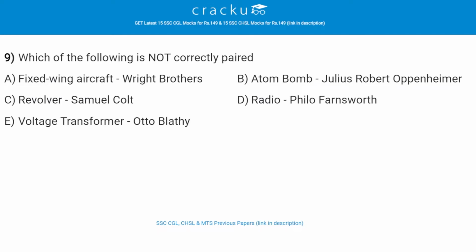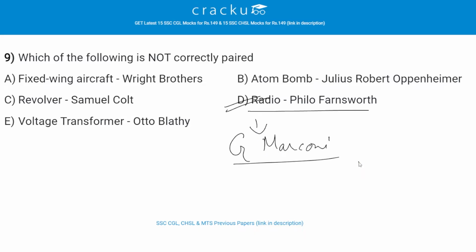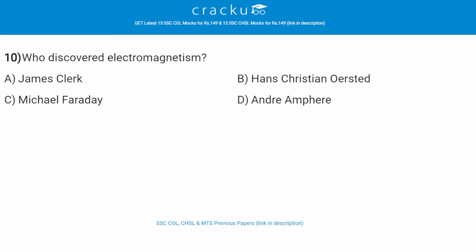Which of the following is not correctly paired? The correct answer is D, that is radio. So radio was invented by G. Marconi. He is the person who first developed the radio or wireless telegraph in the 1890s, and his idea took place in 1895 when he sent a wireless Morse code message to a source more than a kilometer away.